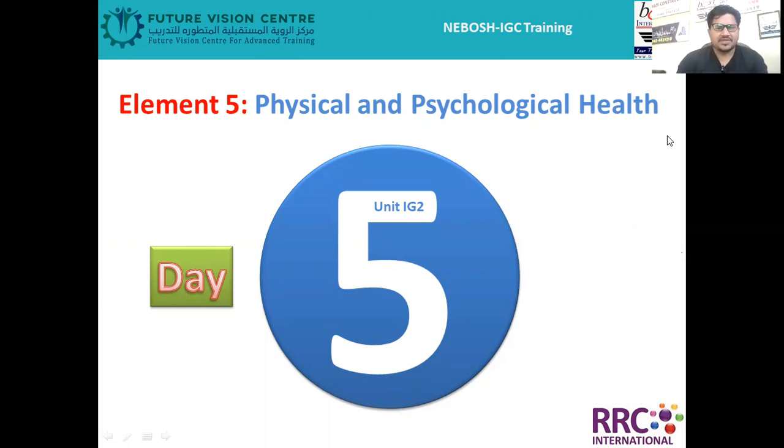But remember, as I mentioned yesterday, that element 1 to 4 is all about IG1. That means our exam-relevant scenario and the questions we're going to get from NEBOSH would be covered from element 1 to 4. But the rest of the elements, starting from 5 up to 11, is all about the hazards, risk and their control. So that means they would help us in our risk assessment project for IG2.